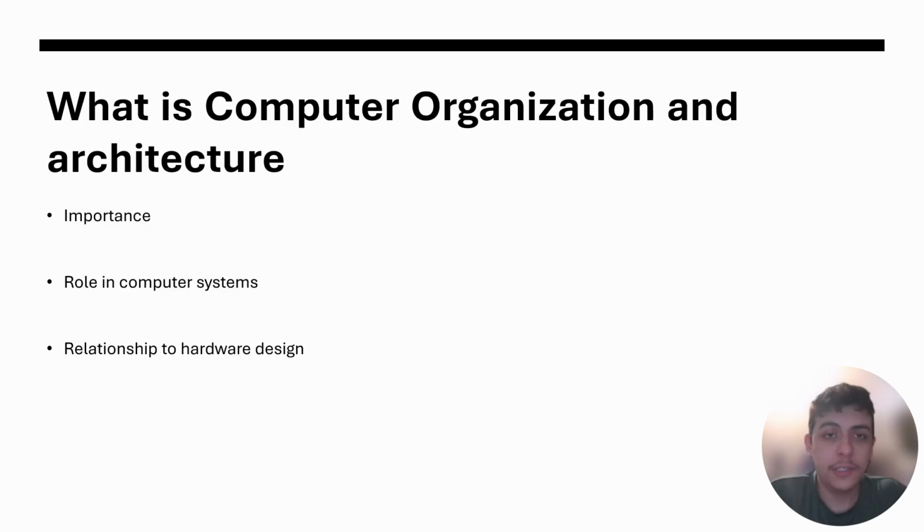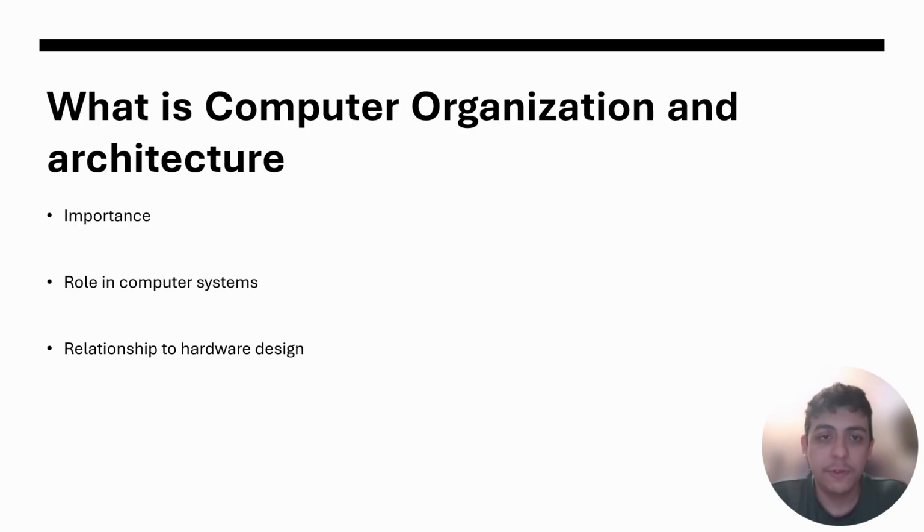Okay, so our next slide is what is computer organization and architecture? What's the importance, the role, the relationship to the hardware. So computer organization and architecture is all about how computers are designed and how all the internal parts work together to run programs. The architecture side focuses on what the computer does, things like the instruction set, how data is processed, and what the CPU is capable of doing.